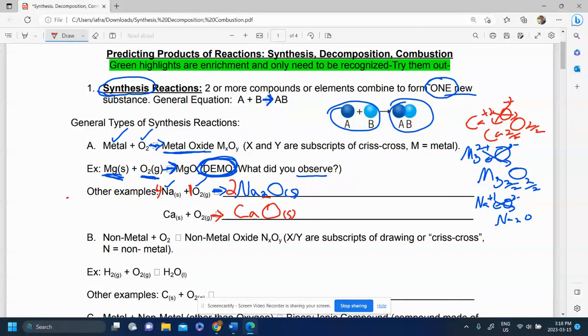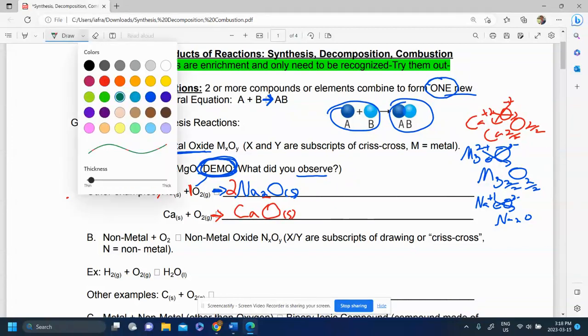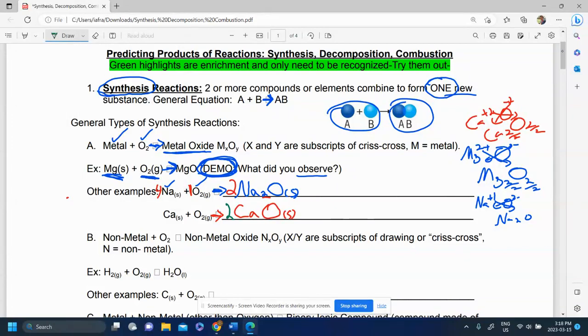You just take your metal, take your oxygen, crisscross them to find the subscripts. At the end, if you're told to, you can balance as well. So in this case here, to balance, I need 2 here, 1 there, and now it's balanced. So that's just one of the cases for synthesis. There's a few other cases that are possible.